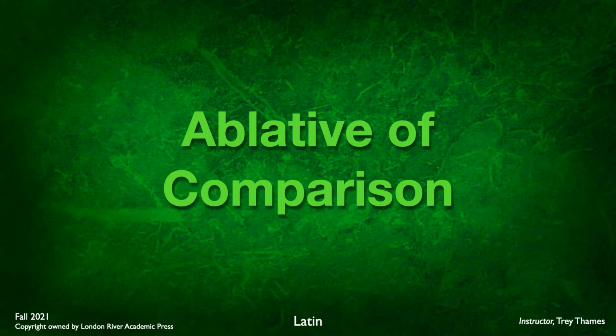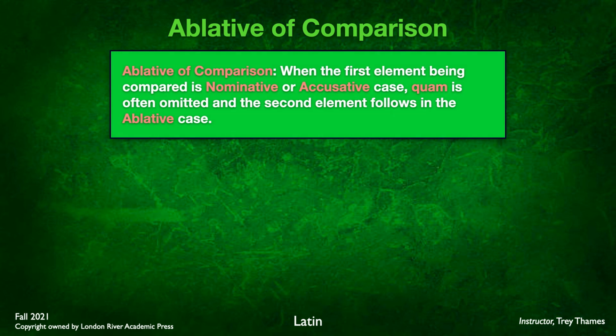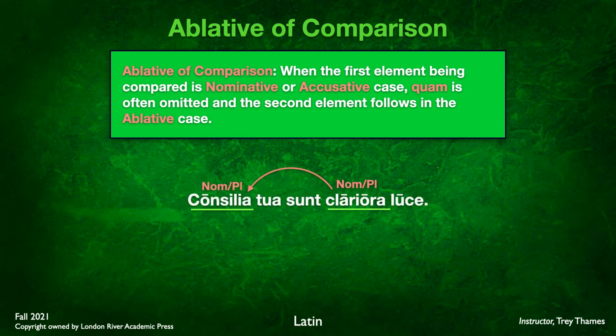And finally, let's look at the ablative of comparison. The ablative of comparison is when the first element being compared is in either the nominative or accusative case. Quam is often omitted, and the second element that follows is in the ablative case. Let's look at an example here. Concilia tua sunt clariora luce. Here we have concilia and clariora in the nominative plural. And we have this clariora being followed by luce in the ablative case. Notice that quam has been omitted. So luce is, rather than in the nominative case, in the ablative case here. So this makes it an ablative of comparison.